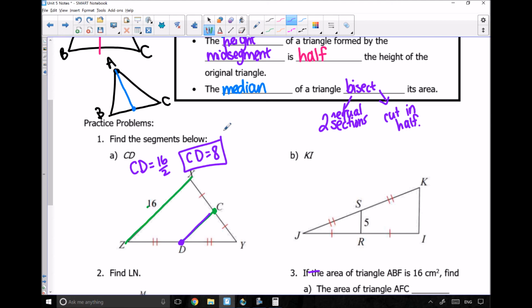Okay? All right, in part B, it tells us, again, that we have a midpoint here because these segments are congruent. We have a midpoint here at S because JS is congruent to SK. Therefore, SR is a midpoint. So I can say that KI, this length right here, is going to be twice as large as my mid-segment. So it's 2 times 5, which is 10. So I can say that KI is equal to plain and simply 10.